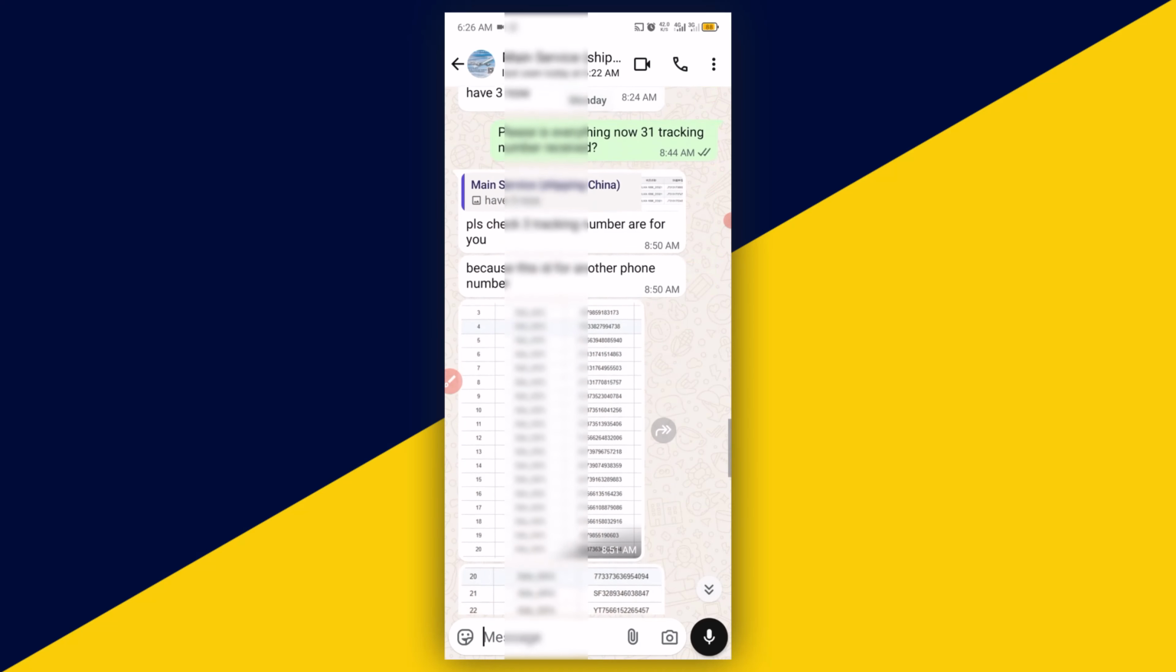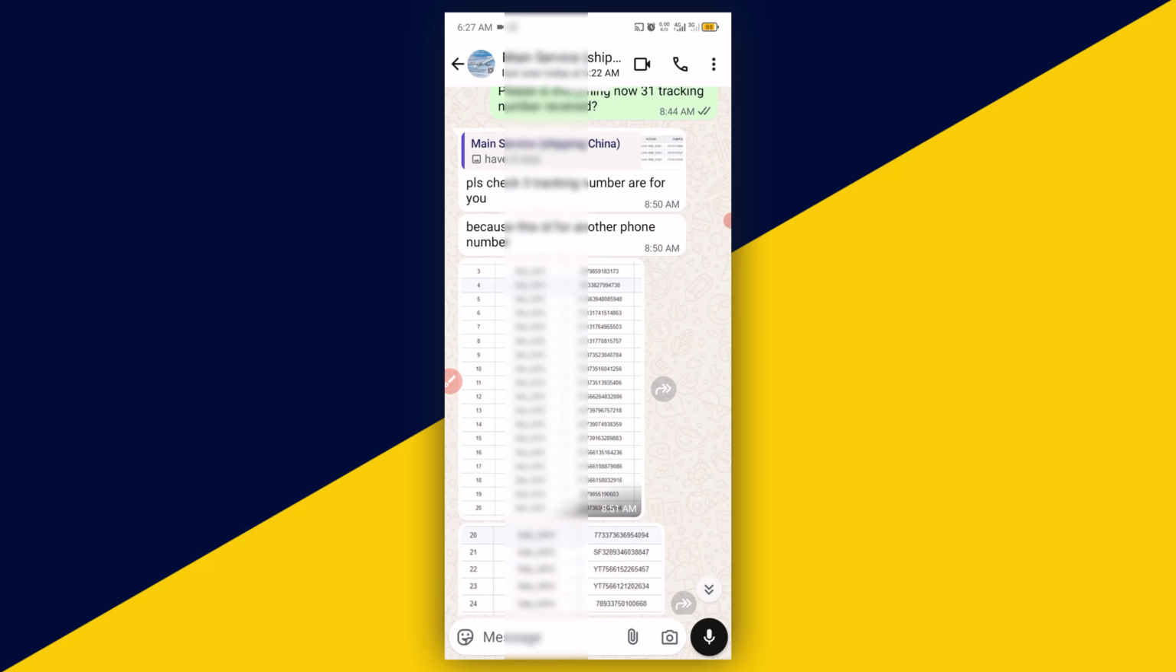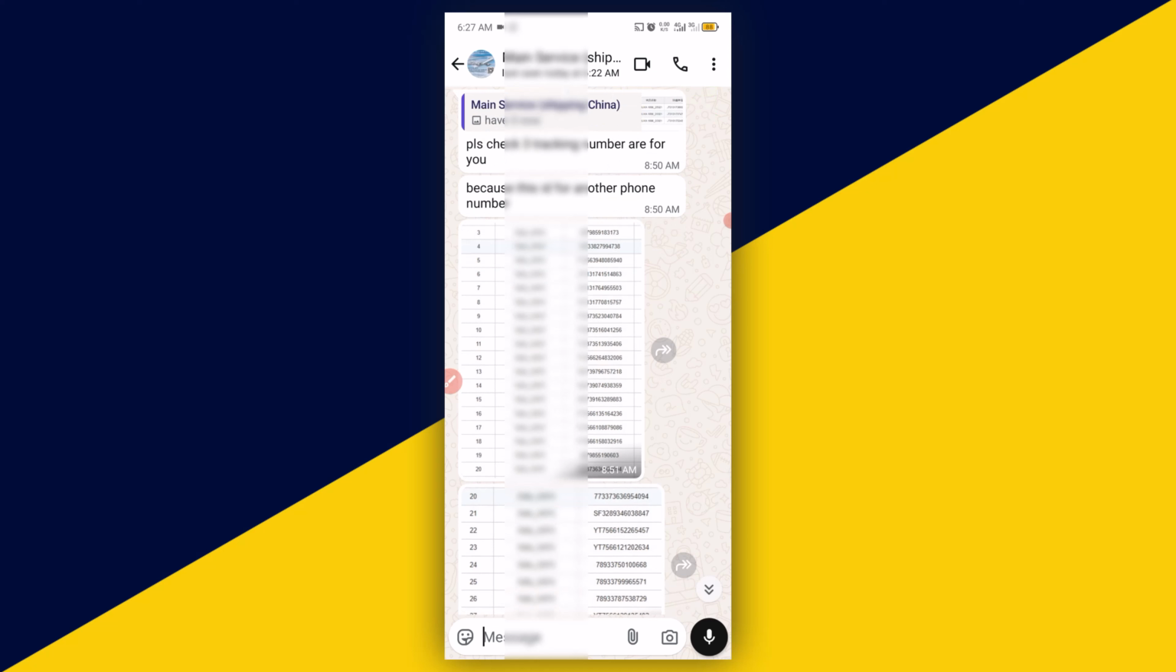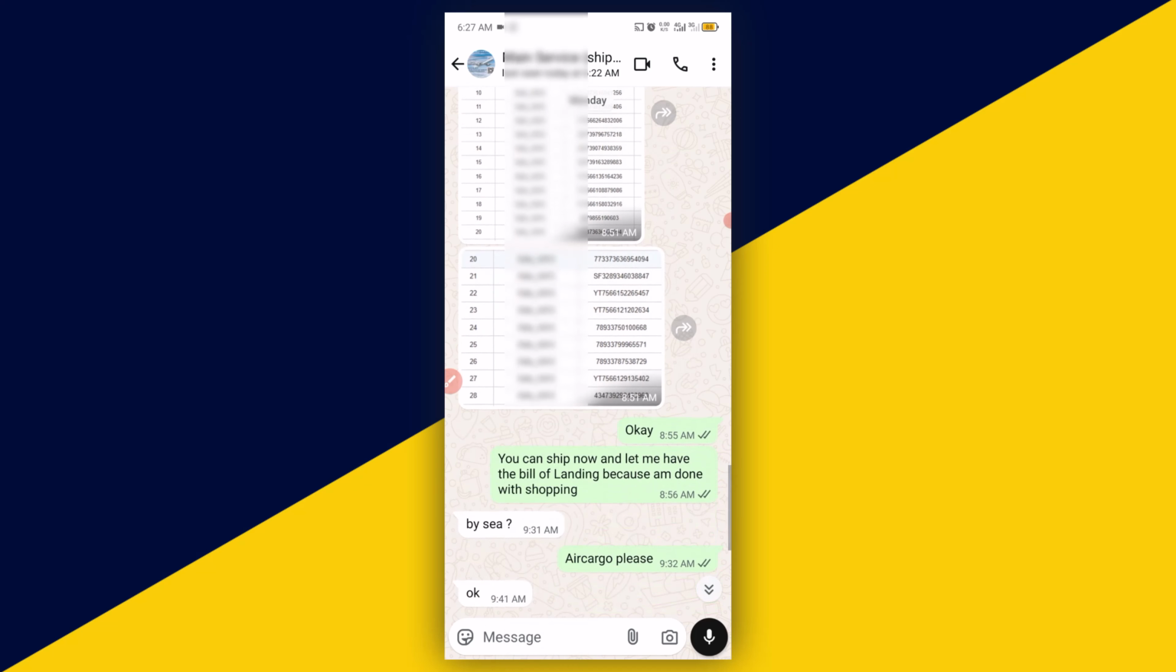Now, how do you get your bill of lading? For you to get your bill of lading, you need to be sure that you are done with everything you want to buy, whether from 1688, Pinduoduo, Taobao, Idlefish, Alibaba, AliExpress, or any Chinese e-commerce website you are using. Once you are done with your purchase, you can go ahead and ask for your bill of lading from your freight forwarder. You can see my message right here. I stated that they can ship now and let me have the bill of lading because I'm done with shopping. This is their response right here.